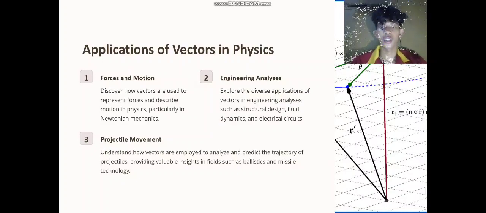Number 2. Engineering analysis. Explore the diverse applications of vectors in engineering analysis, such as structural design, dynamics, and electric circuits. Number 3. Projectile motion. Understand how vectors are employed to analyze and predict the trajectory of projectiles, providing valuable insight in fields such as ballistics and missile technology.